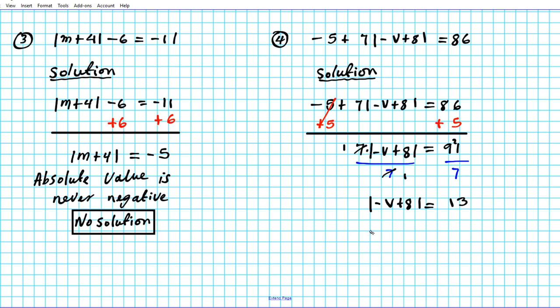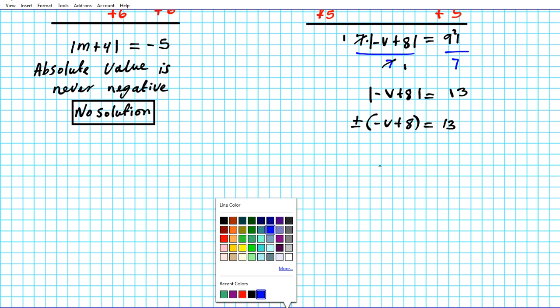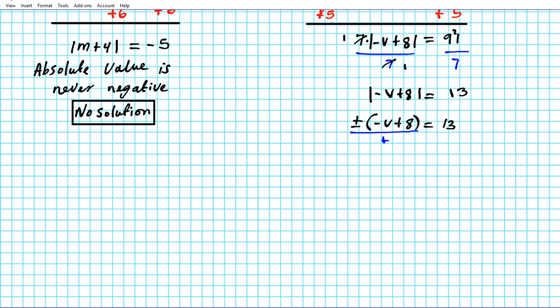Now let's look at this. We have absolute value equals a positive number. That's good. We're now going to replace it with its parenthesis equivalent, which is plus or minus parenthesis negative v plus 8, equal to 13. Now we're going to move that plus or minus over to the right side of the equation so we can split it. To accomplish that, we're going to divide both sides of the equation by plus or minus 1. That gives us negative v plus 8 equals 13 over plus or minus 1, which is plus or minus 13. Now this is where we're going to split the equation into 2. We're going to put the negative 1 on the left and a positive 1 on the right.